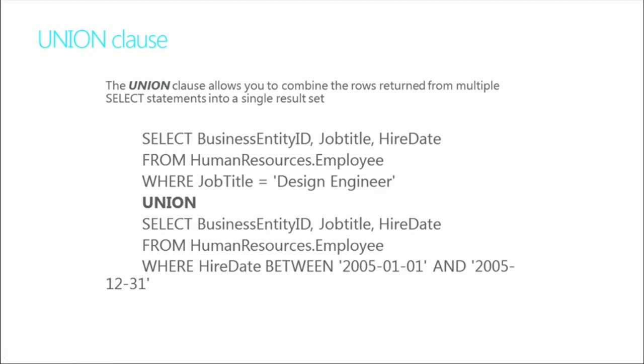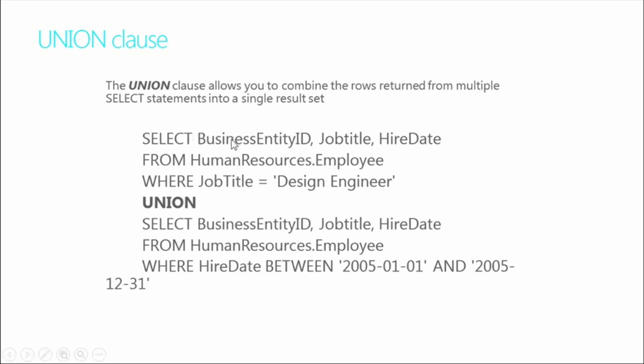Okay, the union clause. What if I have content that's in two different tables? Yeah, we can do that. So right now what we've been looking at is grabbing content from a table. What about if I have content from two tables? Well, this is what I can do here. As long as the columns are matched, as it says up here, it allows you to combine the rows returned from multiple select statements into a single result set.